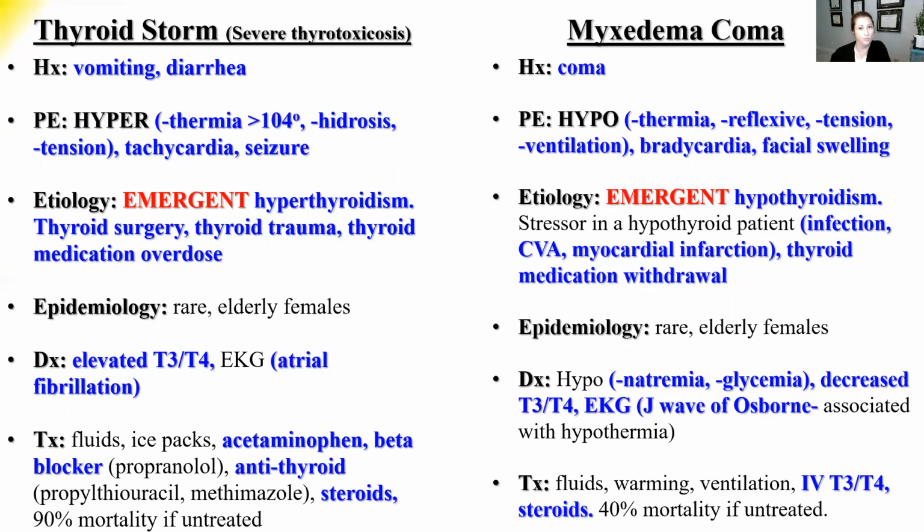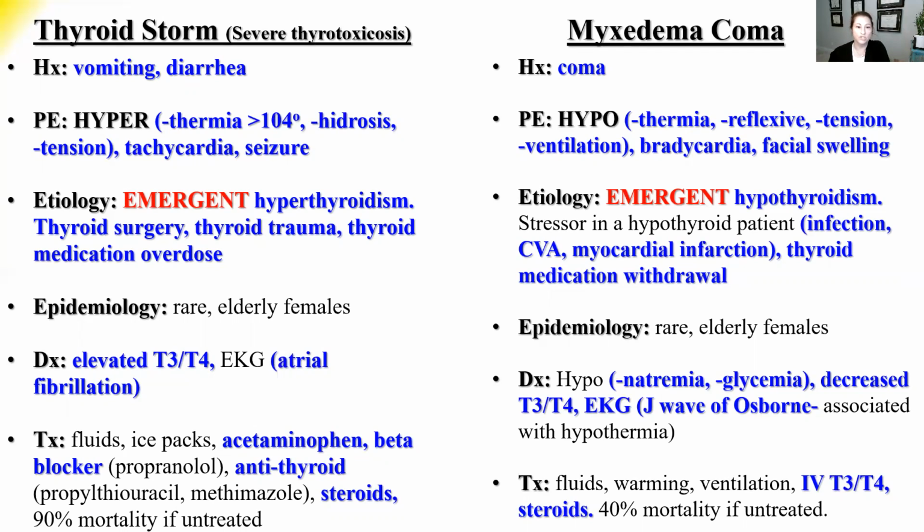So if you see a younger person with this, try to think about what could they have been taking, perhaps a weight loss medication where they overdosed on this. Labs for this is extremely elevated T3, T4, and they may have EKG findings, something like atrial fibrillation. Treat them. We want to get everything low. So fluids, ice packs, acetaminophen to treat the fever, beta blocker to slow down the heart rate, anti-thyroid medications. So there's that PTU and MMI, steroid medications, and this will lead to a 90% mortality if untreated. So this is an inpatient admit for this patient.